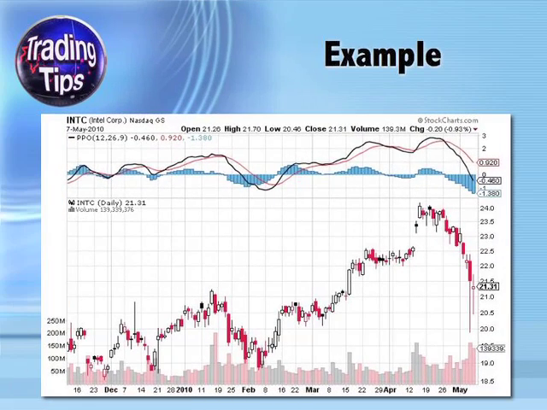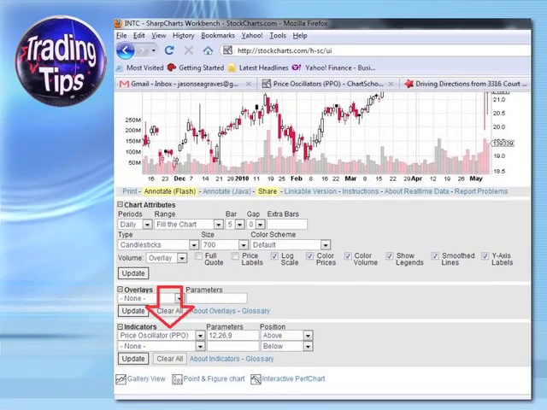Here's an example of Intel's chart, as of May 7, with a PPO histogram drawn above. The black line represents Intel's PPO, and the red line represents the 9-day moving average of the PPO. Notice how the black line fell through the red line several days before the stock began to crash. In this case, the PPO histogram was an excellent indicator that you should either get out of the stock or go short.